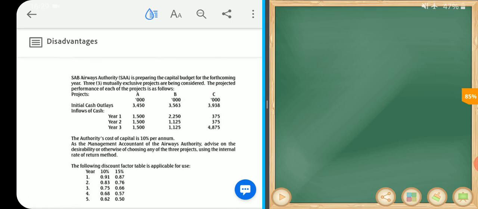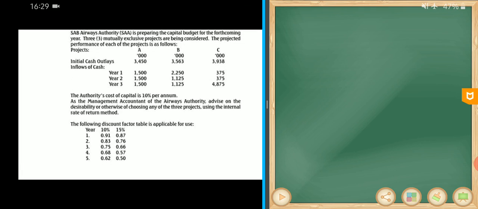So let's look at the question so that we have more understanding of what I've been trying to explain. Now we have Psaf Airways Authority preparing the capital budget for the forthcoming year. Three mutually exclusive projects are being considered. The projected performance of each of the projects is as follows. We have our initial cash outlay, that is our investment, for each project, and we have our inflow of cash.